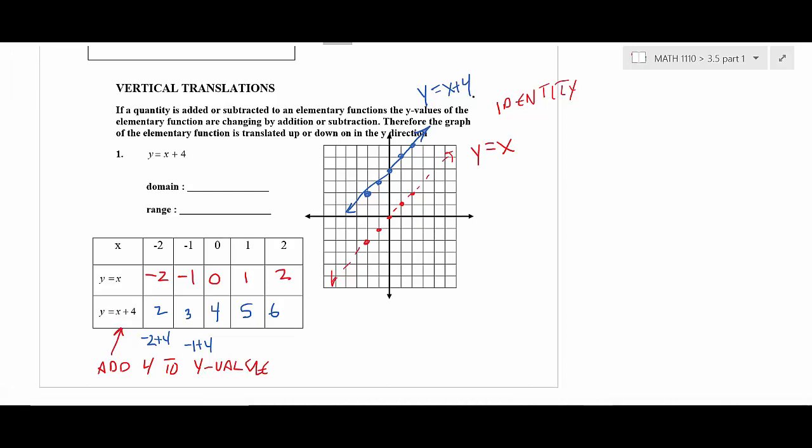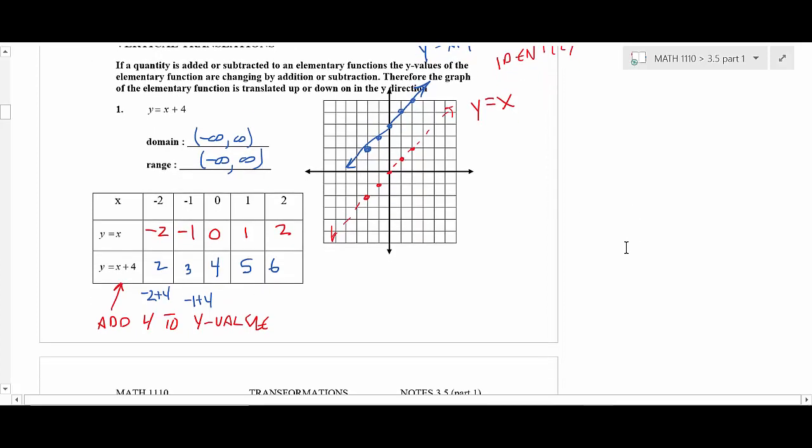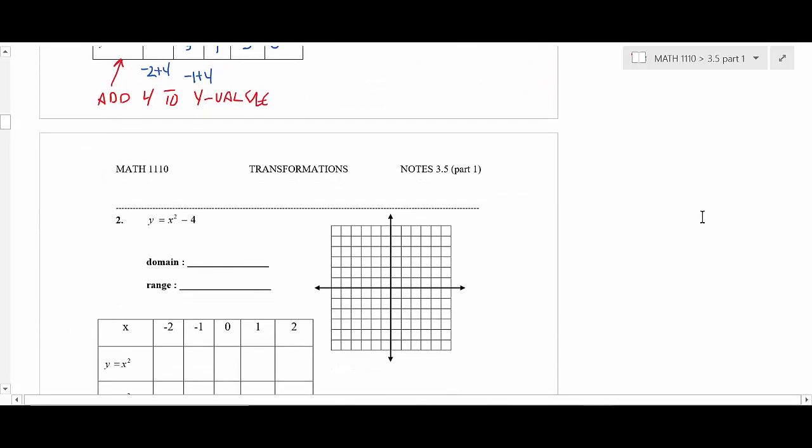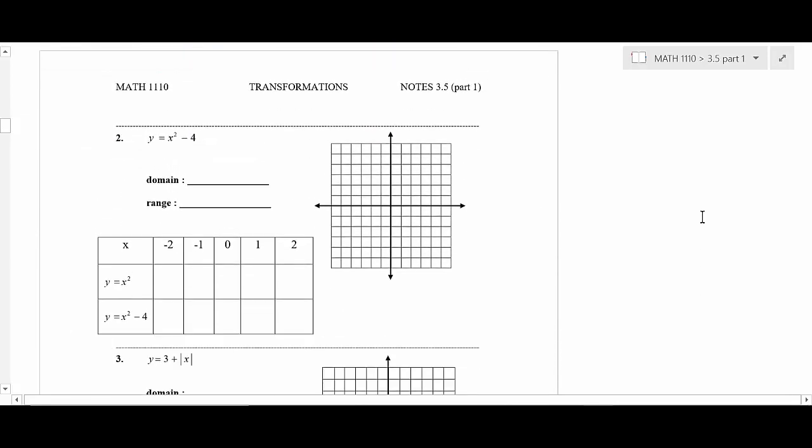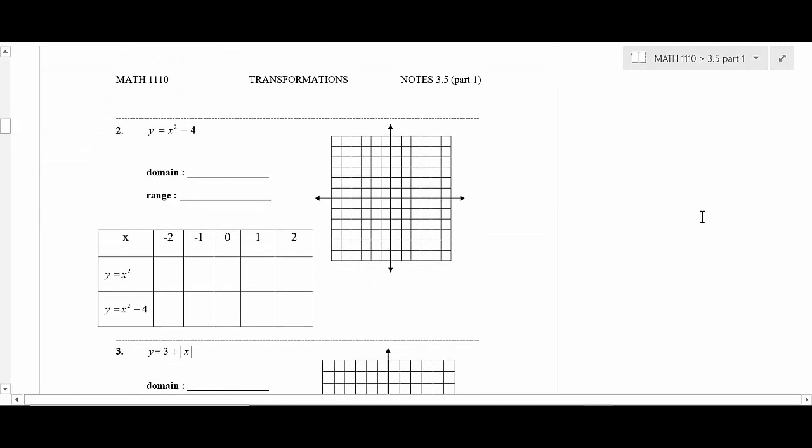The domain would be all real numbers, and so would the range, because you've got a line that's going infinitely down, infinitely up. It's defined everywhere. All right, everybody okay with how I'm doing that? Okay, and we'll keep going through and do a few examples of each to get the idea. And then eventually we're going to put this all together.